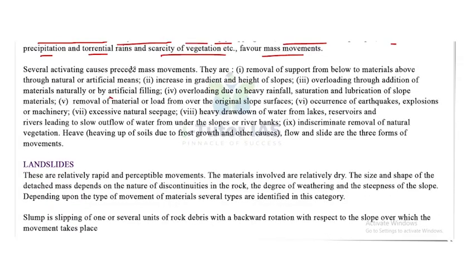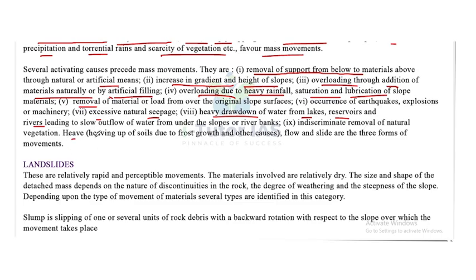Now, several activating causes precede mass movements. They are removal of support from below to material above through natural or artificial means, increase in gradient and height of slopes, overloading through addition of materials naturally or by artificial filling, overloading due to heavy rainfall, saturation and lubrication of slope materials, removal of material or load from over the original slope surface, occurrence of earthquakes, explosions or machinery, excess natural seepage, heavy drawdown of water from lakes, reservoirs and rivers leading to slow outfall of water from under the slopes or river banks, indiscriminate removal of natural vegetation.